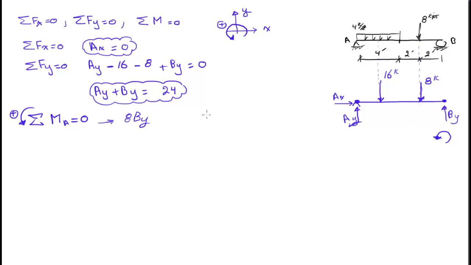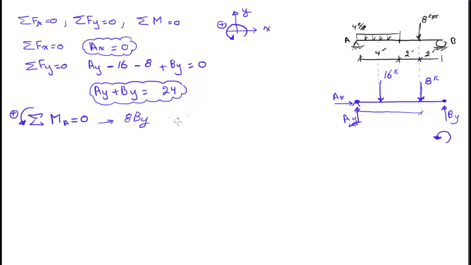Now the 8 is multiplied by that distance, which is 2 plus 4, that's 6. So it's 6 multiplied by 8, or should I write it the other way around so it's going to be clearer for you guys?